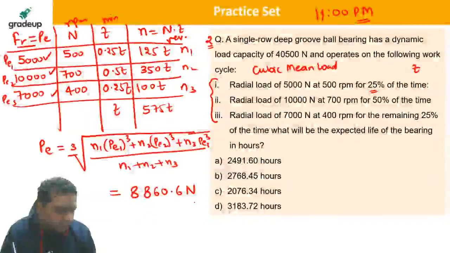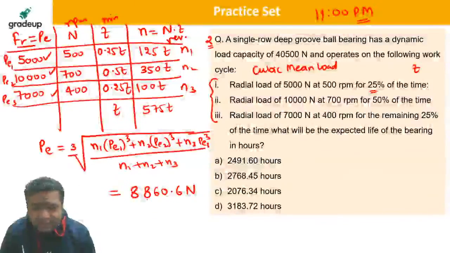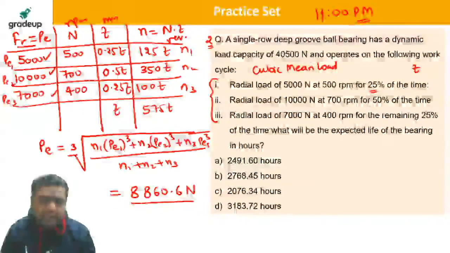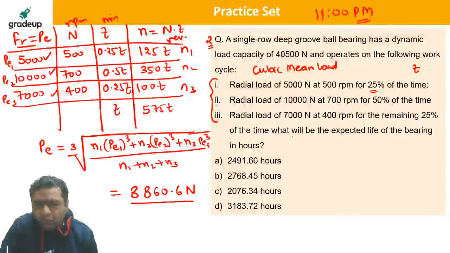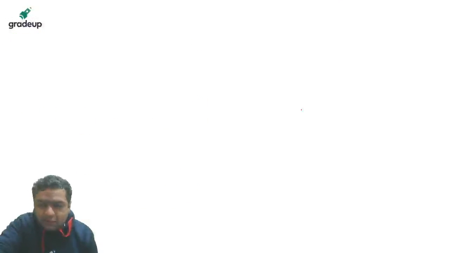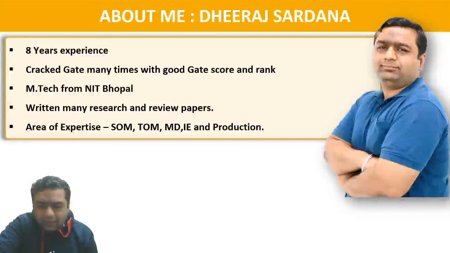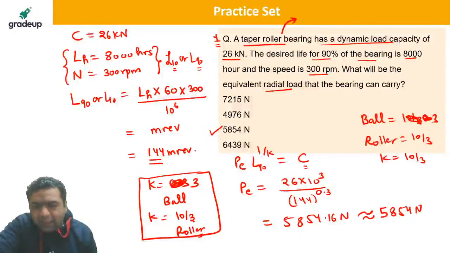Yes guys. Fine. So this is the equivalent radial load you are getting, 8860.6 newtons. After that you need to find out the life basically. Now you know the equation we have just used in the previous case. The equation is this one, that is P E L 90 to the power 1 by K is equals to C.